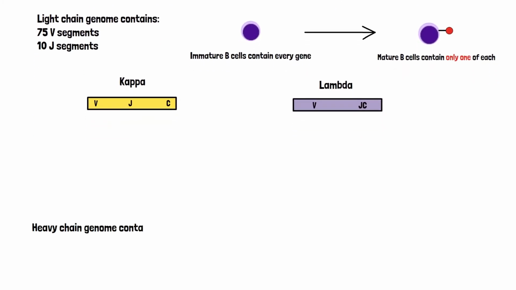The genome is a bit different for the heavy chain. There are about 45 different V segments and 6 different J segments. The heavy chains also have a D segment, of which there are 23 different genomes.